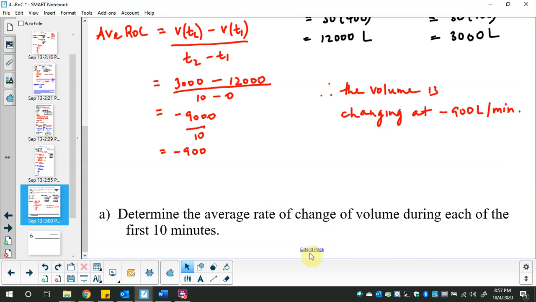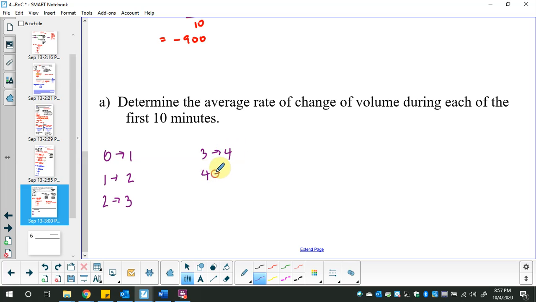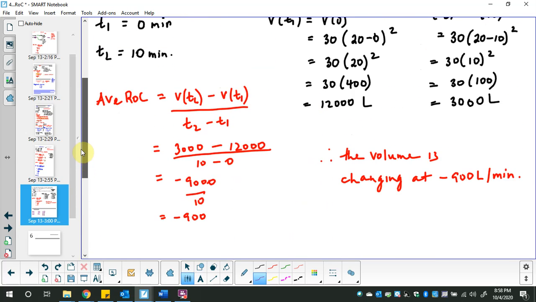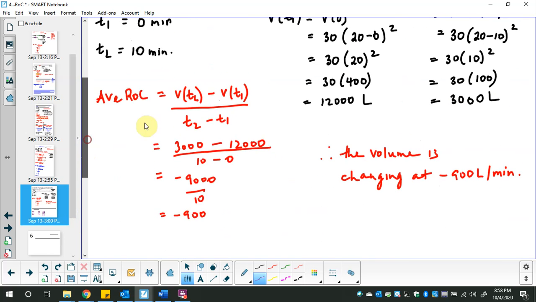Because if I ask you for the rate of change, even average rate of change of volume, you're going to have to do 0 to 1 with time, and then 1 to 2 with time, and then 2 to 3 with time, and then 3 to 4, and then 4 to 5, and then 5 to 6, and 6 to 7, and 7 to 8, and 8 to 9, and finally 9 to 10. So you would have the equivalent of 10 of these questions.